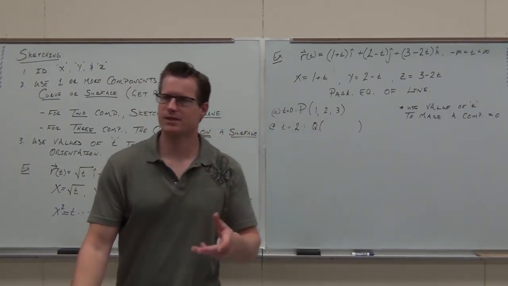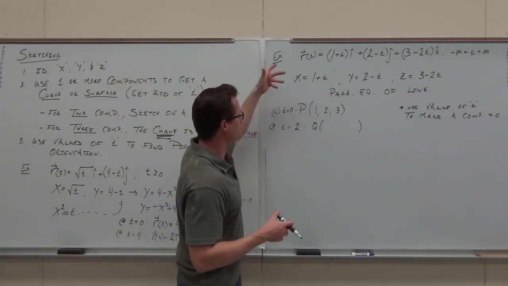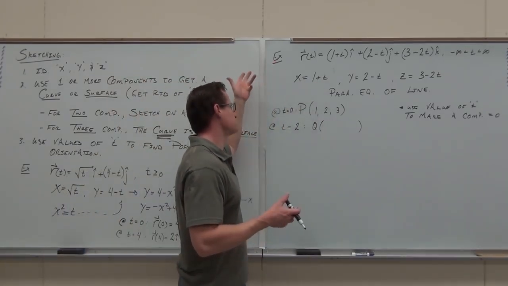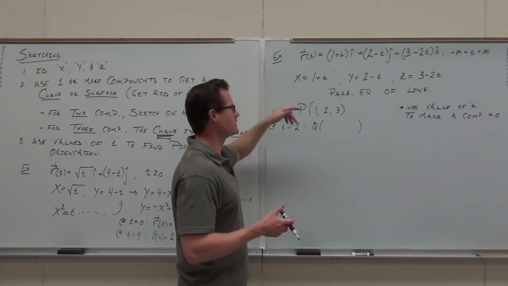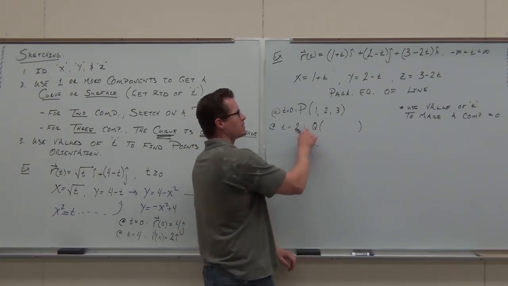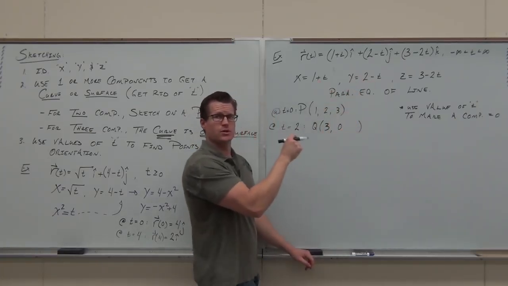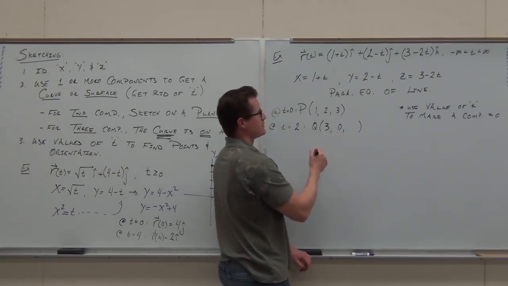So I'm going to choose 2 because I don't want to go negative. It doesn't really matter. You could use -1 or you could use 2, it's about the same. I'm going to use 2 here, I'm going to get 3, 0, that's what I want. That's why I chose the 2. And then, let's see.